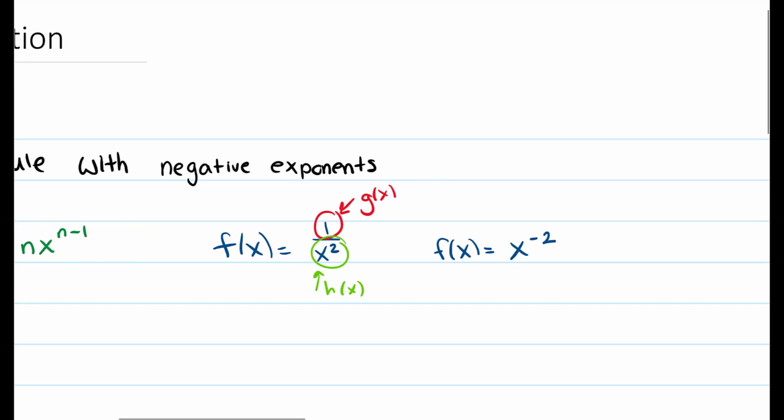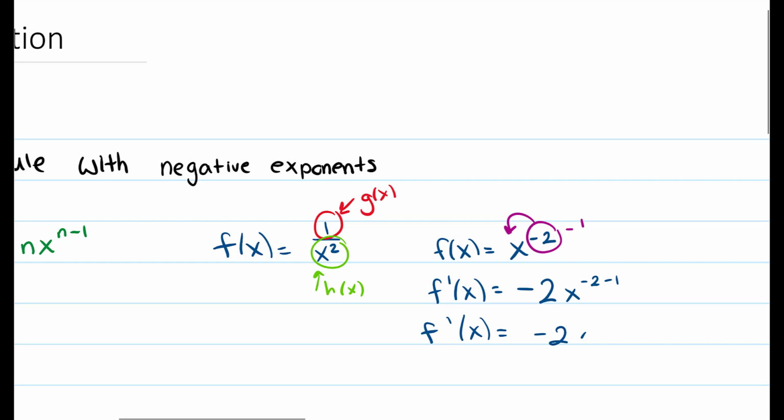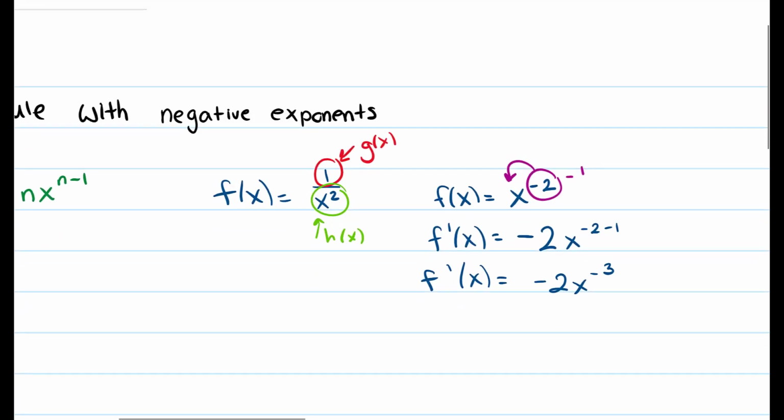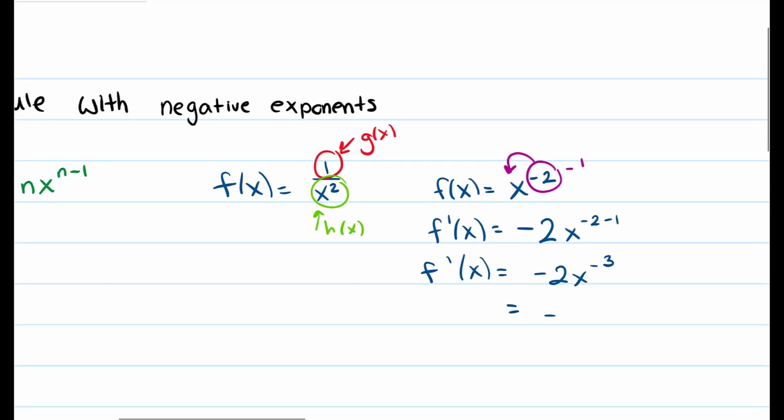And so what we're going to do is take the derivative. So f prime of x is equal to, and we take the exponent, bring it down to the front, and subtract 1. So we get negative 2x to the negative 2 minus 1. So we get f prime of x is equal to negative 2x to the negative 3. And so this is going to become negative 2 divided by x cubed. We would have got the same result if we used the quotient rule and then did some simplifying after, but this is much faster.